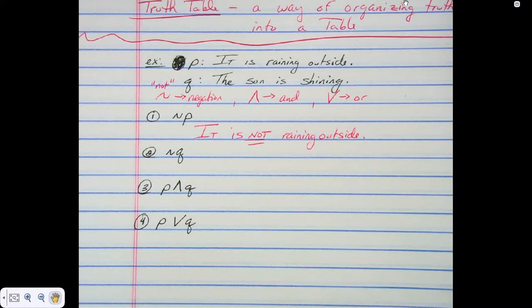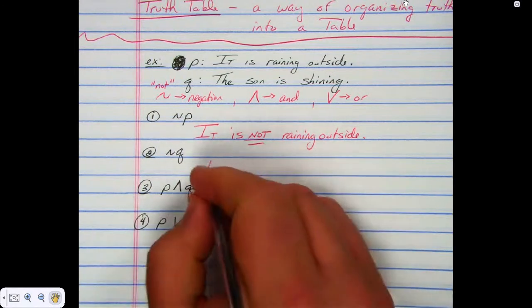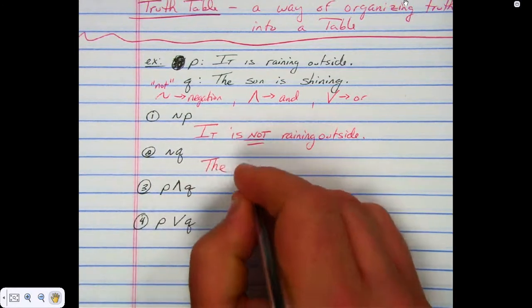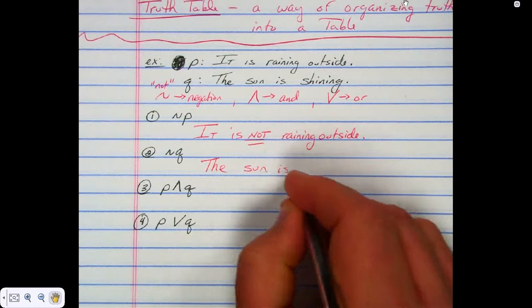The negation means not. Not P, then not Q. So not would mean not to have a not, right? You see what I mean about keeping it simple? Don't make it harder than what it is. The opposite of it is raining outside is? It is not raining outside. It ain't raining outside, right? So what would be the negation of Q? The sun is not shining. The sun is not shining.